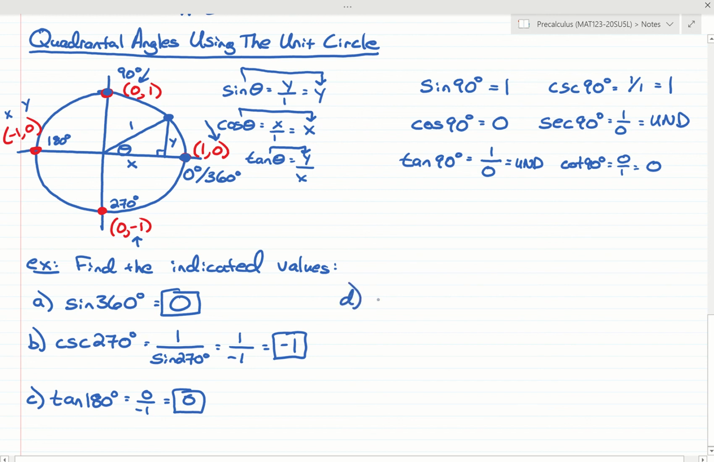What about the cosine of -90 degrees? Well, -90 degrees is right here. Remember, -90 degrees, we would go clockwise. The cosine of -90 would be the x value right here, which is 0.